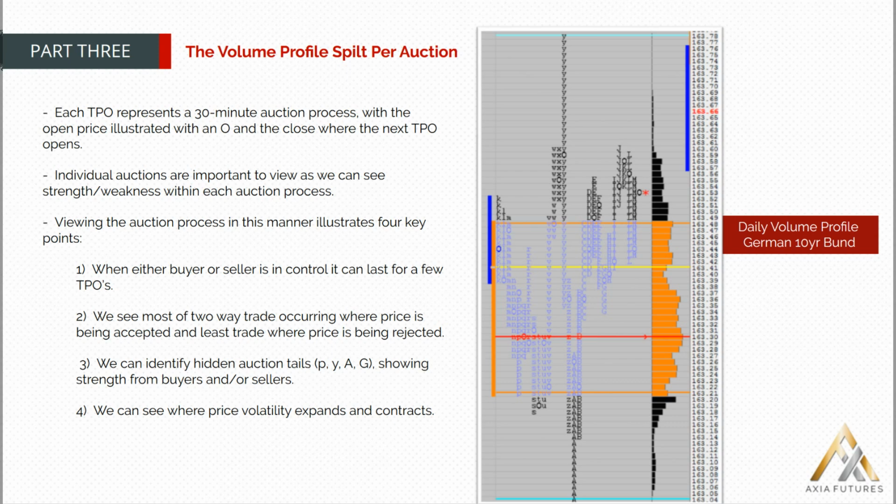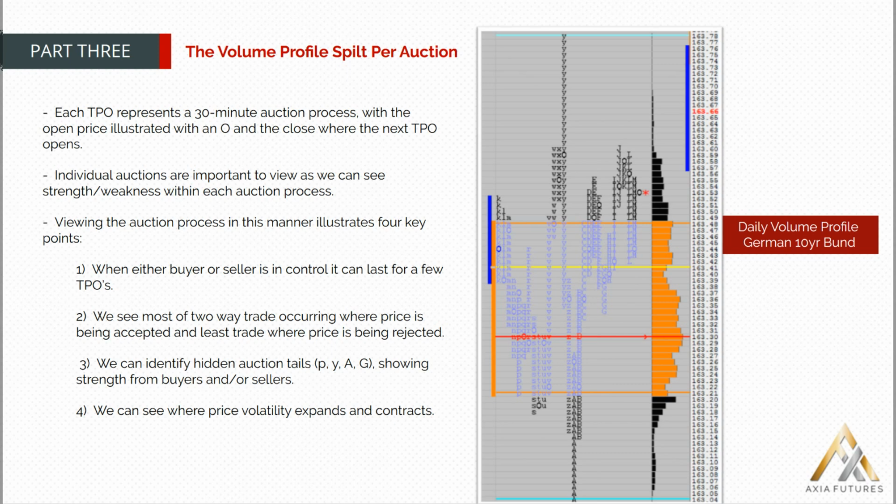The next reason that we want to illustrate it this way is that we see most of the two-way trade occurring where price is being accepted and the least trade where price is being rejected. By opening it up, we can see where the market accepts price, where buyers and sellers are happily transacting with one another, and equally we can see where buyers and sellers are not transacting with one another. In the example we can see here, where we created these two tails with the A print at the bottom and the Y print at the top, we can see with the A print that buyers very quickly rejected lower prices, and at the top we can see sellers very quickly rejected higher prices. So by opening it up, we can visually see this rejection of prices.